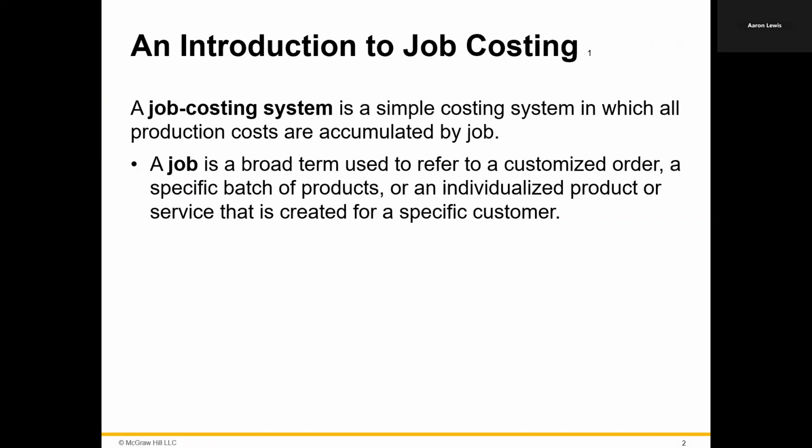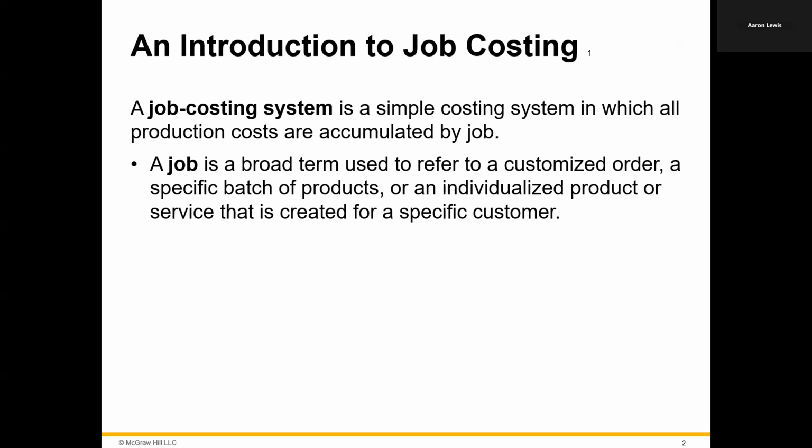So if you have different products within your company, you can use job order costing to determine the cost of individual products. If you're a service business that does contracts with different customers, you can use job order costing to determine the cost of providing that service to different customers.